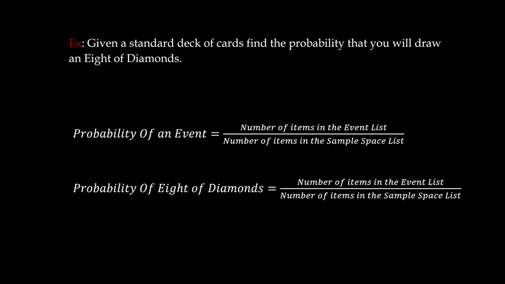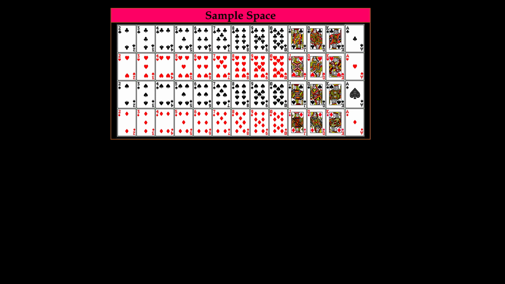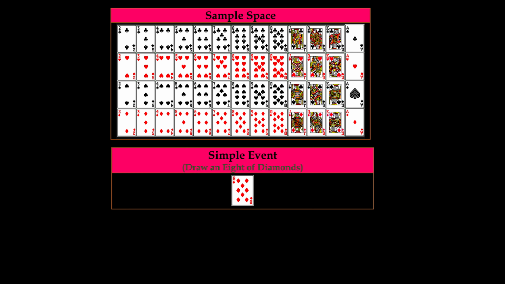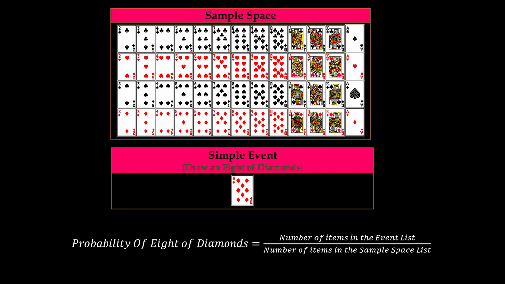Given a standard deck of cards, find the probability that you will draw an 8 of diamonds. Since there's only one 8 of diamonds in the deck, and there are 52 cards in total, 1 over 52 would be my ratio. So if I were to randomly pick a card from the standard deck, the chance that I will draw an 8 of diamonds is 2%.